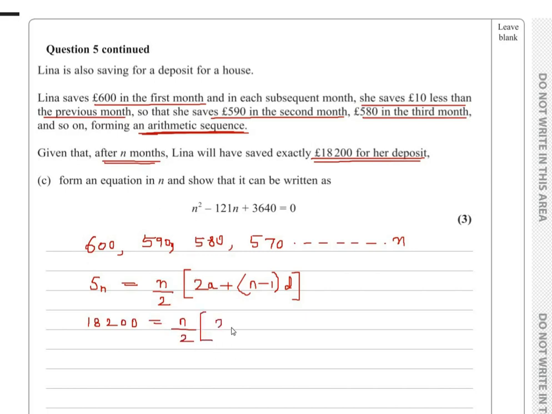n we do not know, because we do not know the number of months she has saved. Then a is the first term in the sequence. Here it is 600, plus n minus 1, and again we don't know the value of n. d is the difference. So here if we take 590 minus 600, it is negative 10. Here also it is negative 10, and here also it is negative 10, because they have said 10 pounds less. So we get negative 10 as the difference.